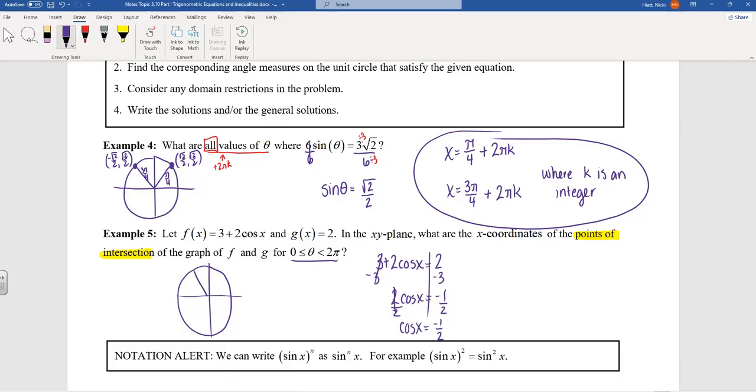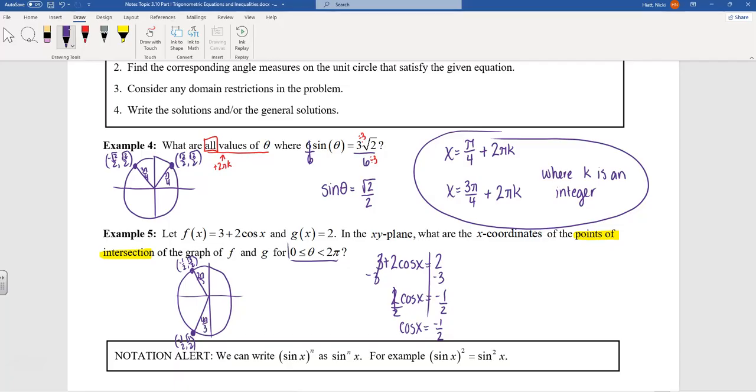I'm going to have a negative 1/2 right here, and a negative 1/2 right here, because right here I will have negative 1/2, root 3 over 2. That is at 2 pi over 3. And right here I will have negative 1/2, root 3 over 2. And that is at 4 pi over 3.